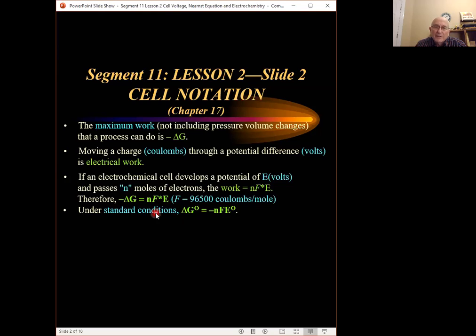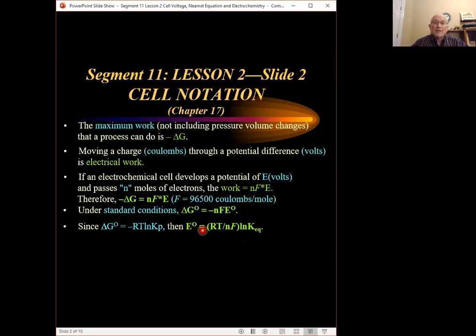So look at what we've got. Let's take the standard condition. The standard condition, delta G superscript zero, then would be minus NFE0. So we can go out into our tables and measure the half cell voltages, put them together to get a standard cell voltage. We can multiply that by 96,500 and multiply it by the number of electron changes, number of moles of electrons involved. That gives us the free energy for that reaction as we have written it with N moles of electrons in that reaction.